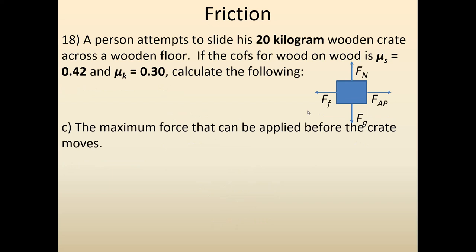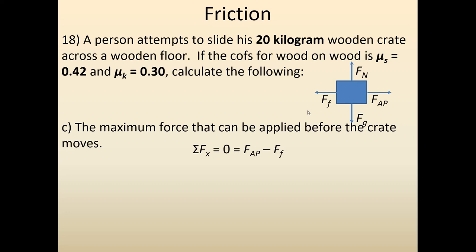All right, so I have my FBD. Like I said, I know that Fn is now 200. I know Fg is 200. Now they want to know the maximum force that could be applied before the crate moves. So since this is before the crate moves, that means that this crate is at rest right now. So we're going to be looking at the static coefficient. So once again, since it's at rest, I know that the sum of the forces in the x is also going to be equal to 0.